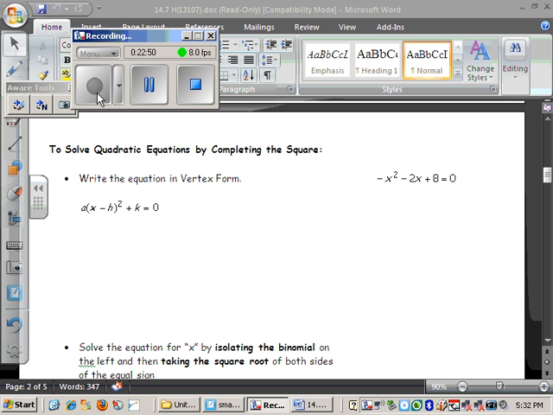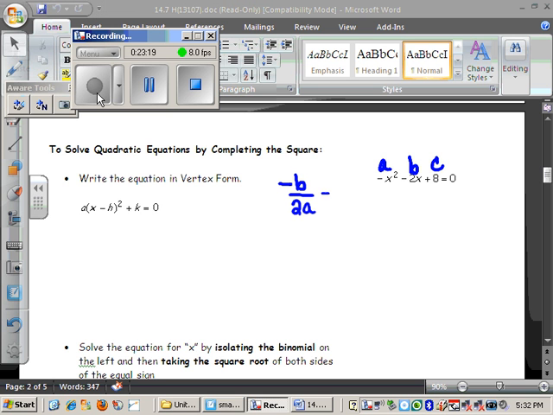Now in order to do that, the very first thing you're going to do is identify your vertex. So we're going to write our equation in vertex form. We need to identify what is the h and what is the k value. So I need to identify my a, my b, and my c of my equation when it's in standard form. I'm then going to take my b value and plug it into the formula. Now the formula is negative b over 2a.